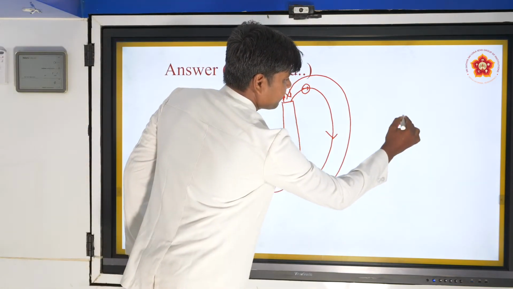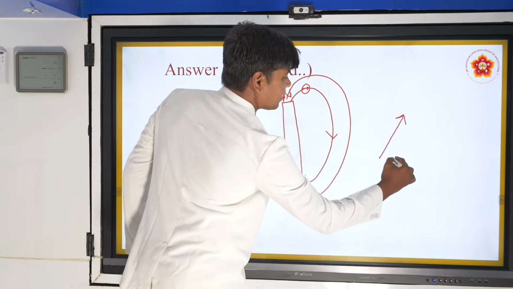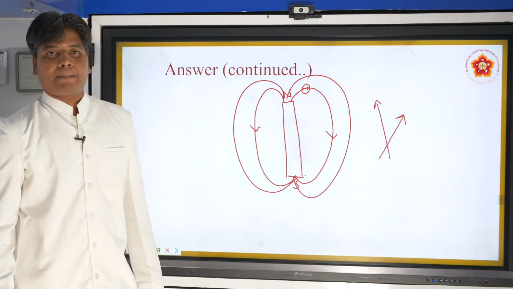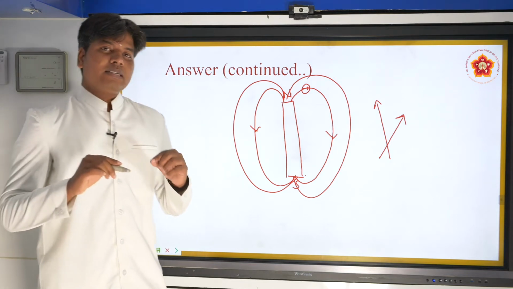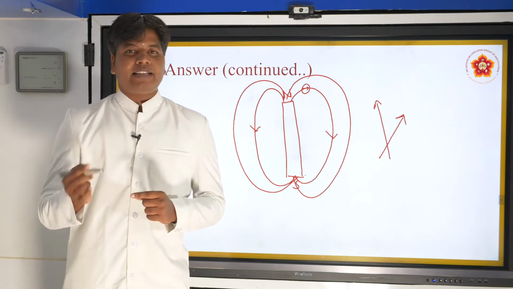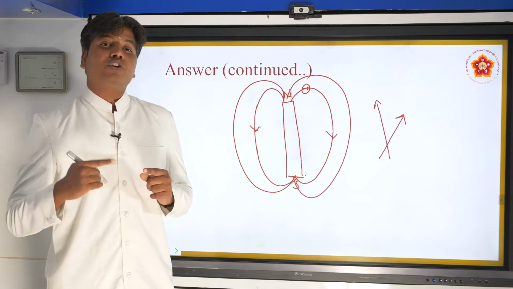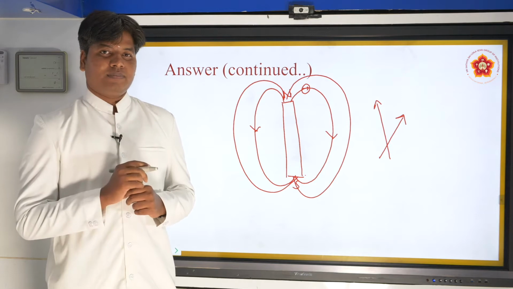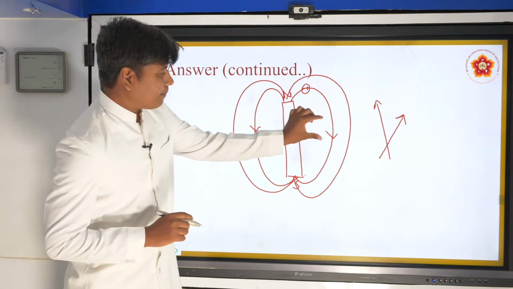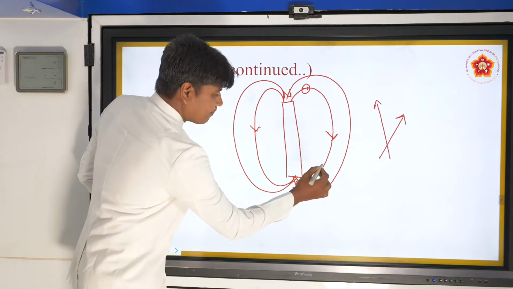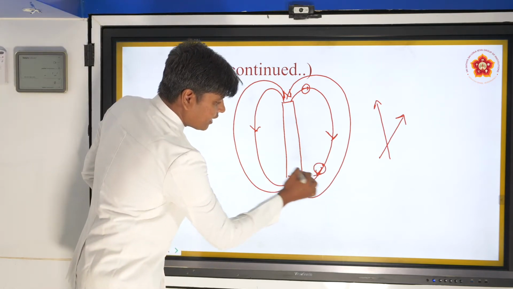This is one line, and this is another line. Two magnetic field lines are intersecting. So what does the direction of the magnetic field line tell you? The direction of the magnetic field line tells you the direction of the north pole of the magnetic compass. If you put a compass here, its north pole direction is in this way. If you put a magnetic compass here, its north pole will show you the direction in this way.